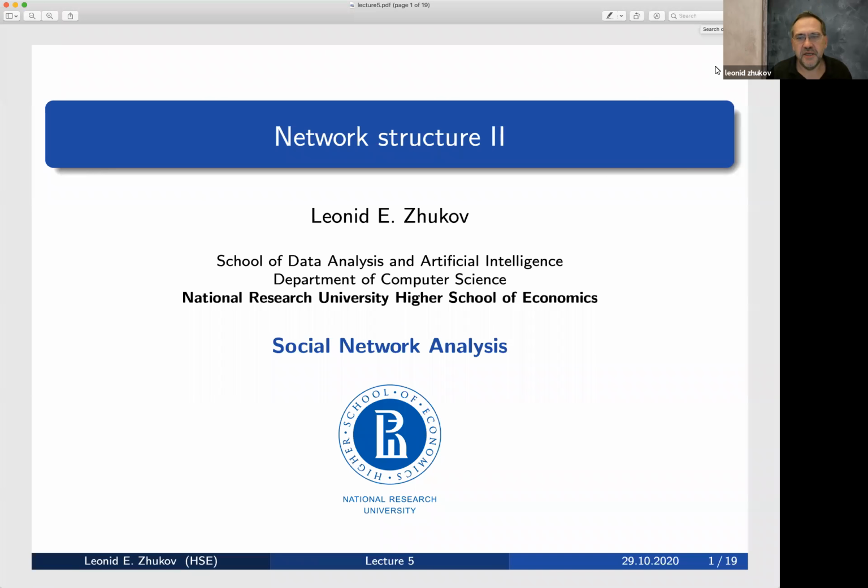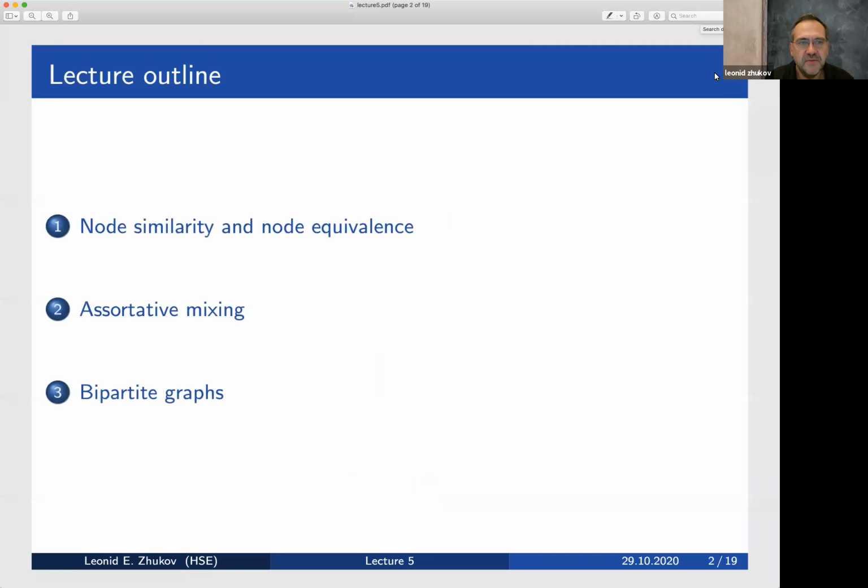So we're going to continue today exploring network structure and look at the different methods that allow us to explain it. What we're going to do today is talk about three different topics. We're going to talk about node similarity and node equivalence. Those are concepts. The concept of assortative mixing and the ways to compute it. And finally, we're going to talk about very special types of graphs, which are called bipartite graphs, and they're quite useful in the work you're going to do.